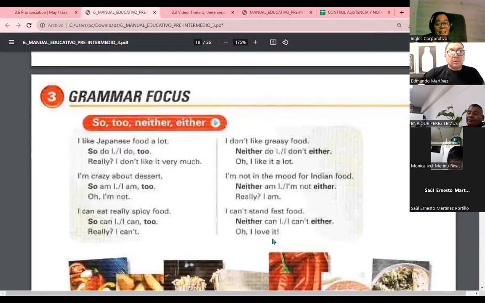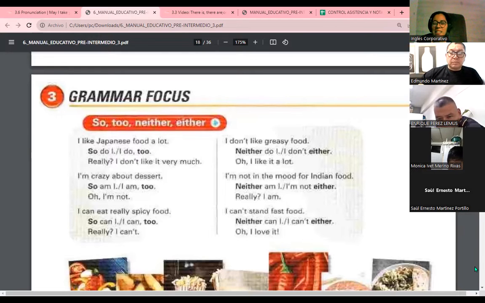Oh, I like it. Y puedo decir y estar de acuerdo. Pero si estoy de acuerdo, solo digo, okay, I like it a lot. Me gusta demasiado. Entonces, es porque le gusta la comida que lleva bastante grasa. Ok, muy bien. I'm not in the mood for Indian food.